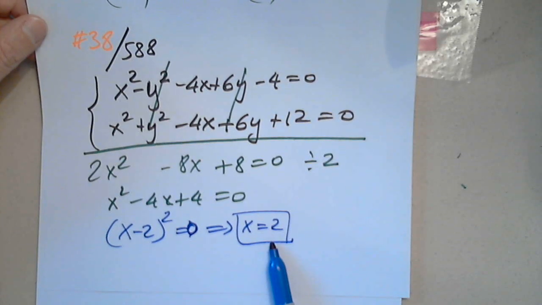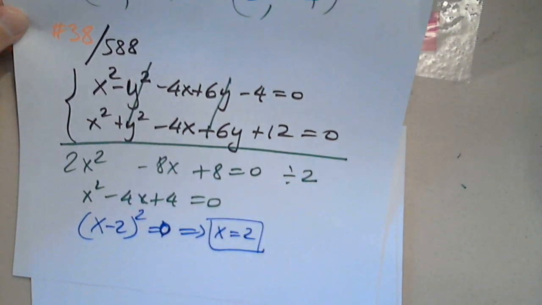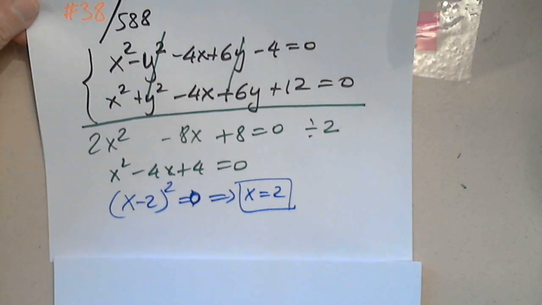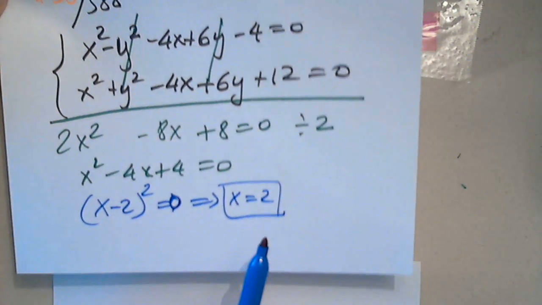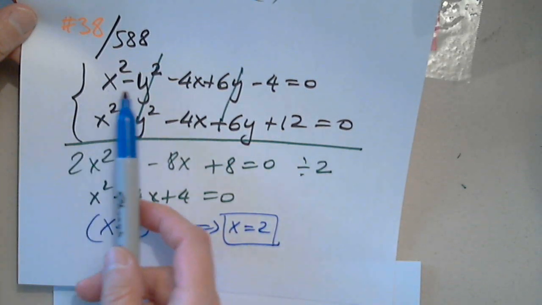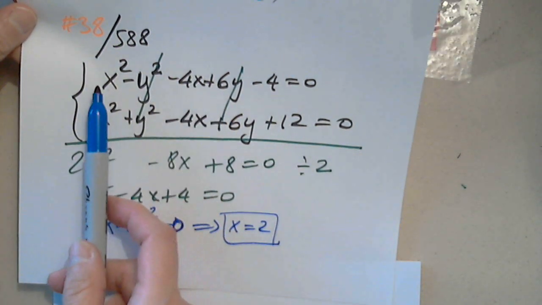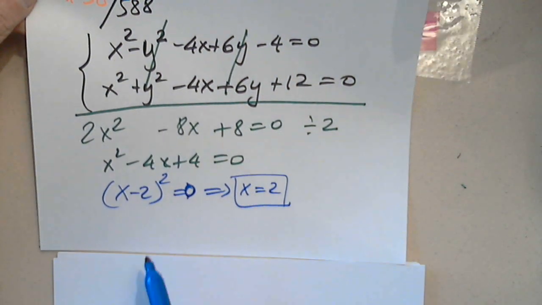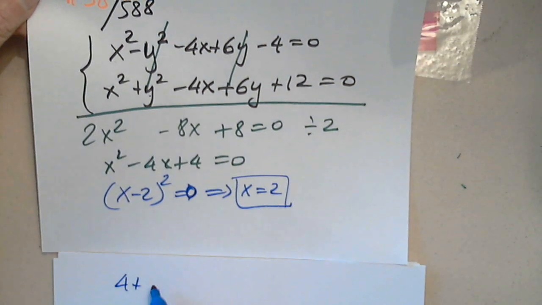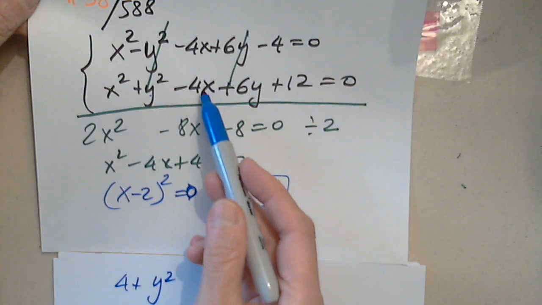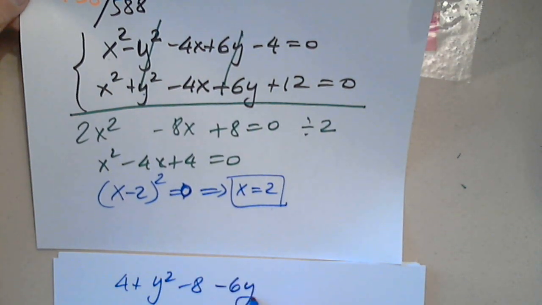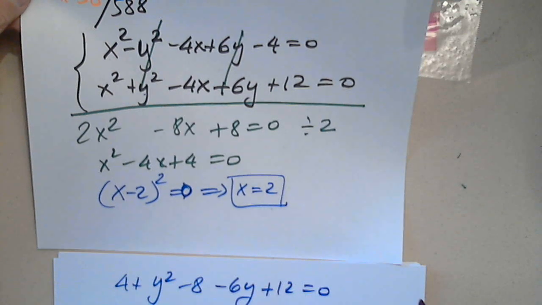So we got x equals 2. Now, of course, I have to go back to any of the original equations. It doesn't matter which one. Replace x by 2 all the way, everywhere, and get y. So let's say we replace it in the second one. So this is 4. And then plus y squared, but then minus 8, and this was minus 6y, and plus 12 equals 0.